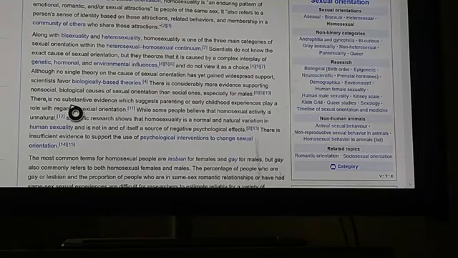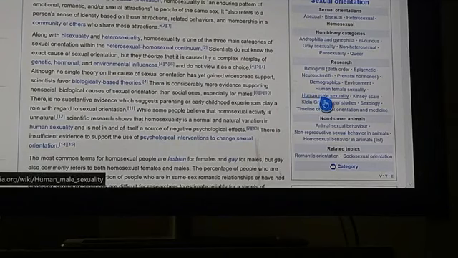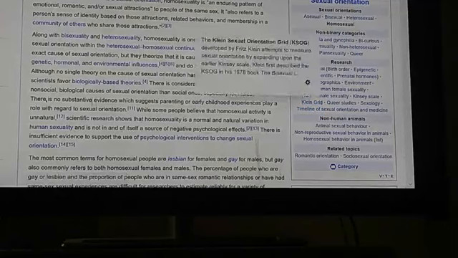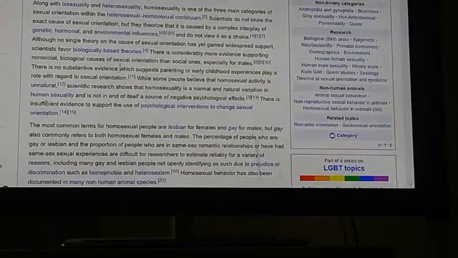There is no substantive evidence which suggests parenting or early childhood experiences play a role with regard to sexual orientation. That's a lie. Because if there wasn't, then why are people trying to push their kids, right? Where was it? I know they had adolescent in here somewhere. It was up here. It's on the previous page. There's no substantial evidence which suggests parenting or early childhood experiences play a role with regard to sexual orientation.